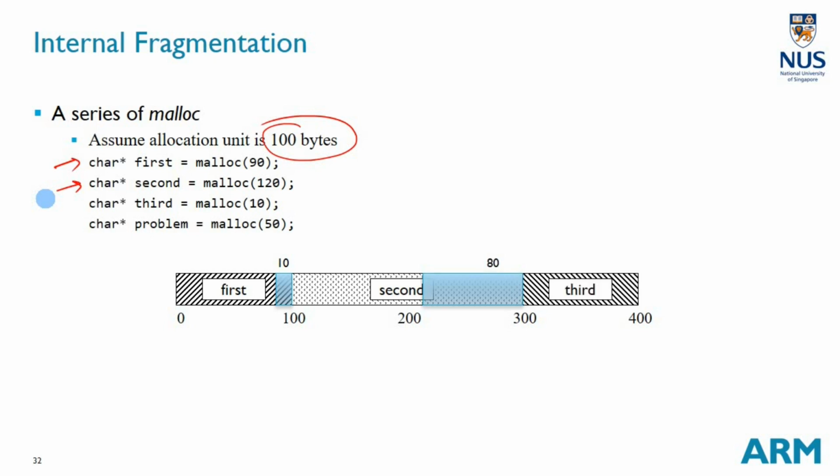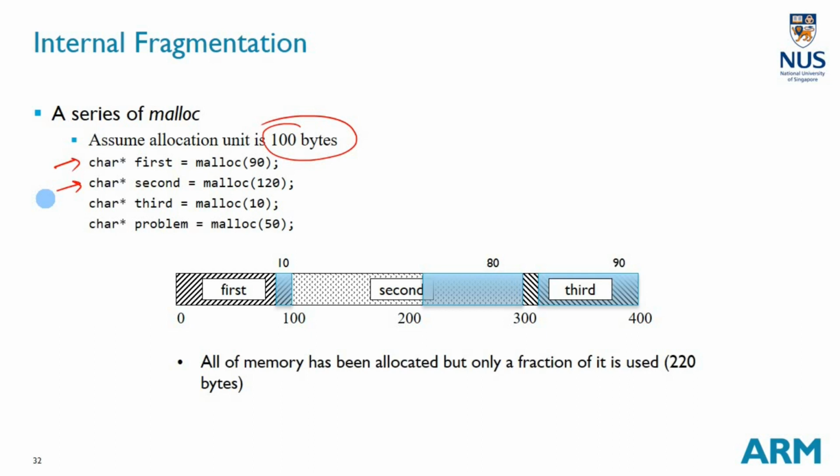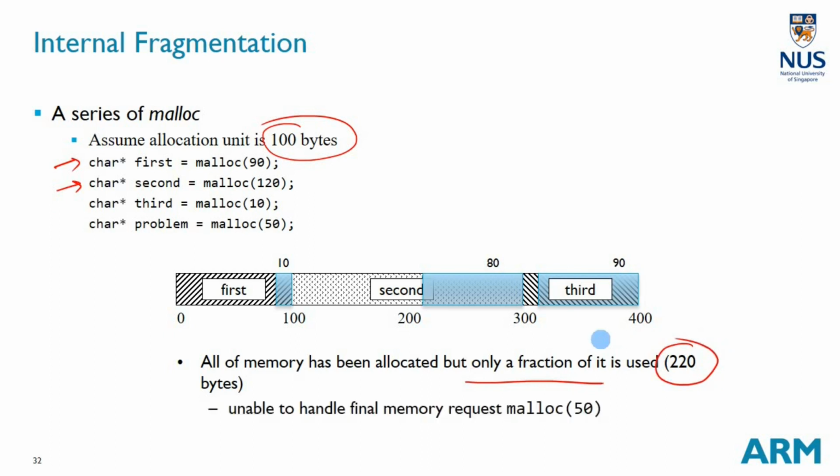The third one is I request for 10, so I allocate 100, but again only 10 is used, 90 is free. So you can see that a lot of memory has been allocated, but only a fraction of it has been used. Only 220 bytes have been used. So when I request for 50, when I have so much more available, it is unable to fulfill this request. That is the issue with internal fragmentation.